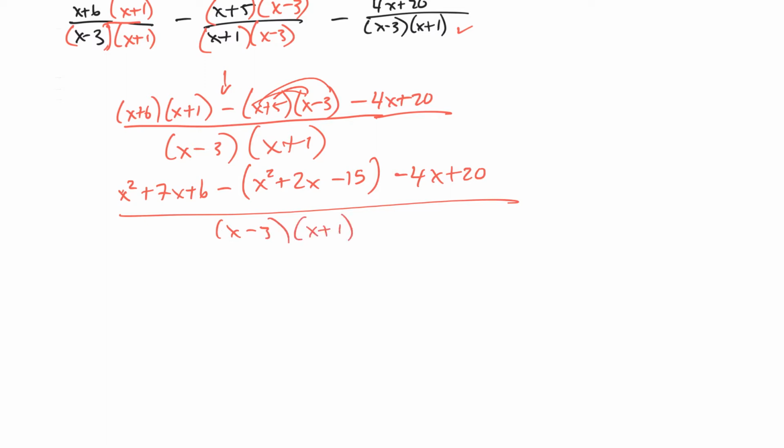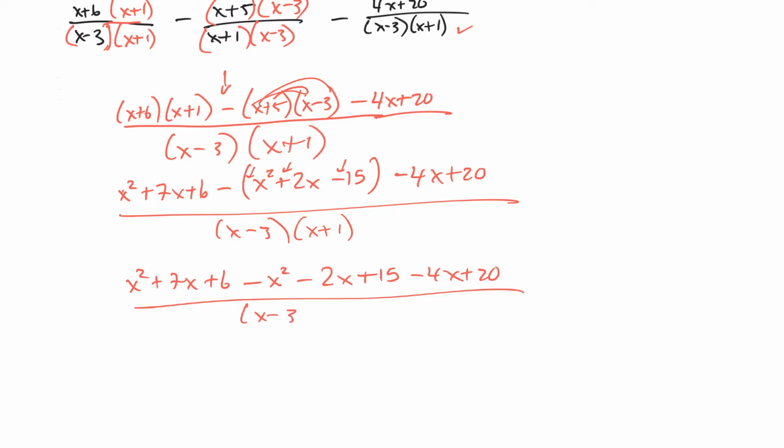Okay, let's apply that dirty, rotten, filthy, stinking negative. Plus 6 minus x squared minus 2x plus 15. Notice I changed each of the signs. Minus 4x plus 20. All over my lowest common denominator. Now, at the top, we gather x squareds. Oh, these two will cancel. Nice. Let's do the x's.